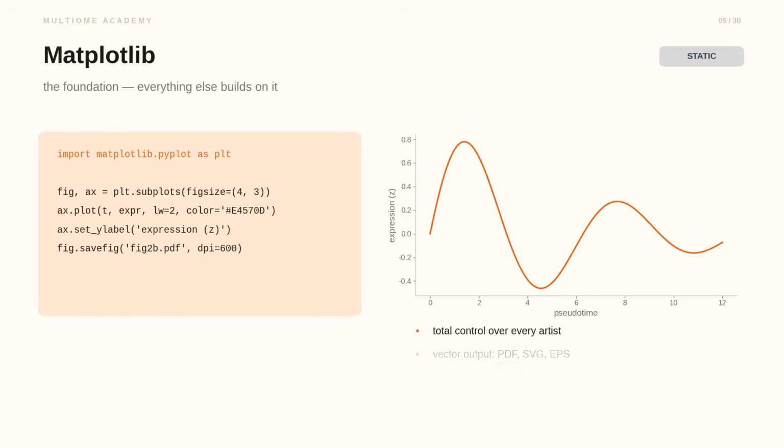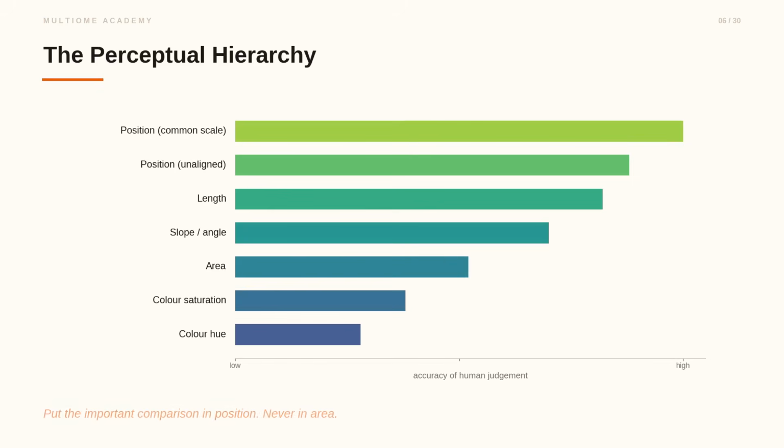Matplotlib is the foundation everything else is built on. It is verbose, and that verbosity is precisely the point. Every artist, every axis, every font is reachable. For a figure that has to satisfy a reviewer, in vector format, at 600 dpi, that level of control is not optional. Control only matters if you spend it well.